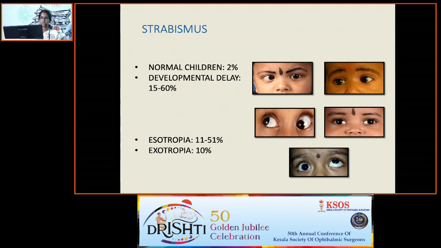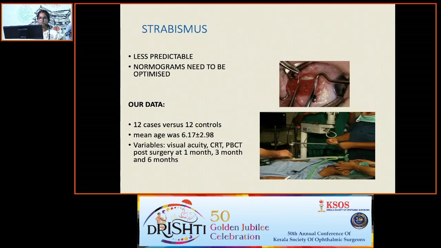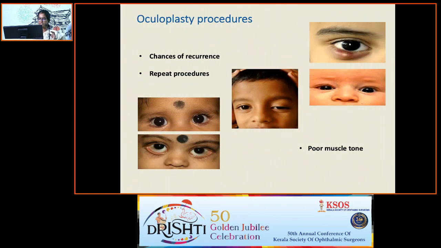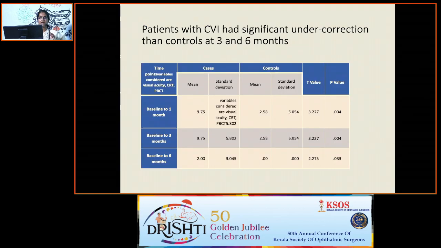And strabismus is rather common in children with developmental delay, and esotropias and exotropias are seen. They can have any kind of squint, vertical squints, all those are very common in these children. Because of multiple factors, the results of a strabismus surgery are less predictable in children with developmental delay, probably because of the tone of the muscles, accommodation problems, and all those make our surgery a little less predictable, and nomograms need to be optimized. We have a small data on that, which says that patients with CVI had significant undercorrection compared to controls. So this has to be taken into account when you do your surgery for children with CVI.